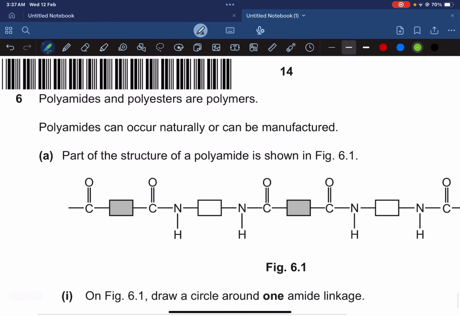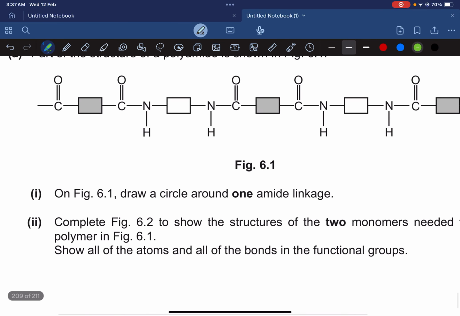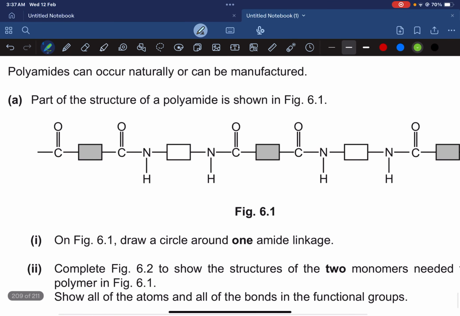Okay, let's move on to the next question, which says that polyamides and polyesters are polymers. Polyamides can occur naturally or can be manufactured. Part of the structure of a polyamide is shown in figure 6.1. In figure 6.1, draw a circle around one amide linkage. Okay, so I'm going to draw a circle around an amide linkage.